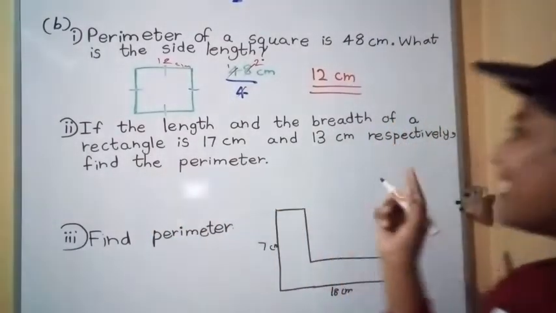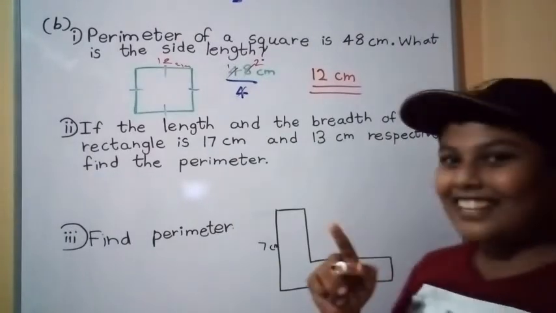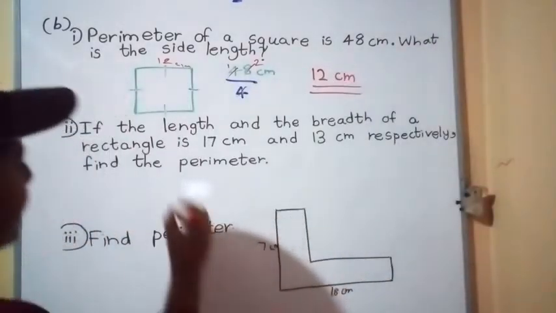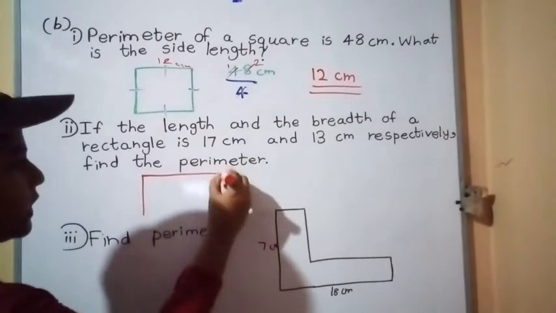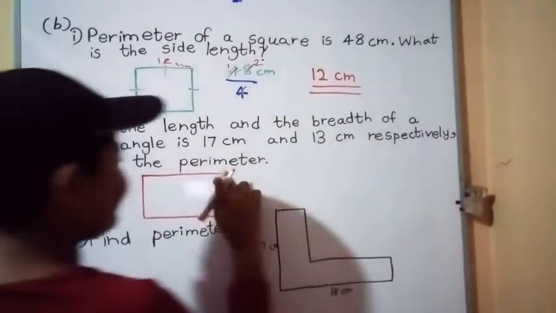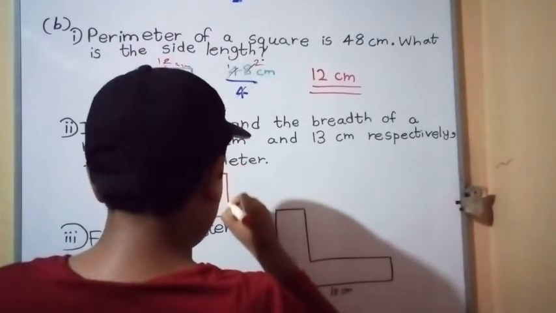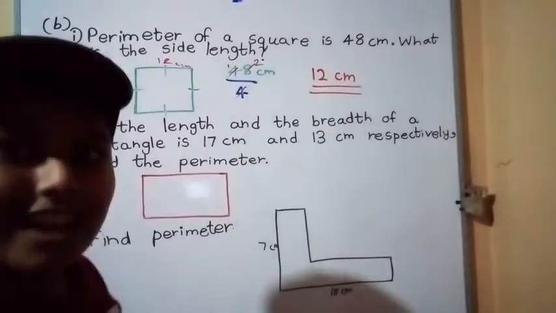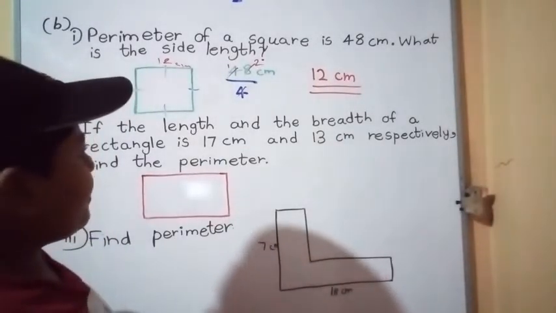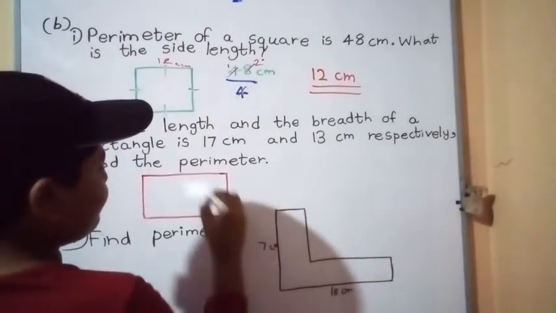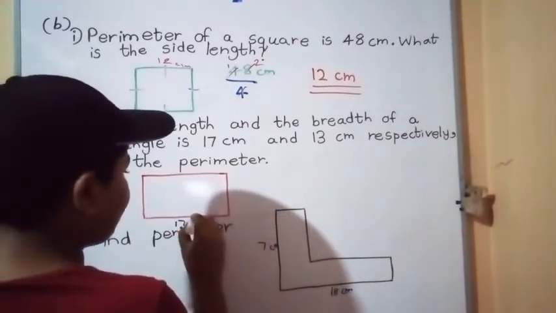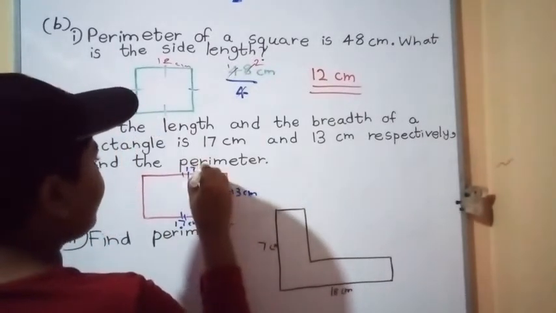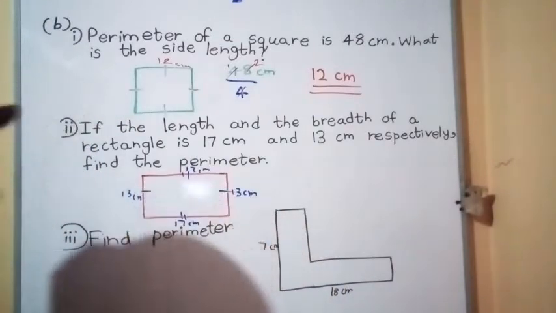Second one: if the length and the breadth of a rectangle are 17 centimeters and 13 centimeters respectively, find the perimeter. Rectangle means you get a rectangle like this. Now, the length is 17 centimeters, breadth is 13 centimeters. Now, the opposite sides are the same, so they are also 17 centimeters and 13 centimeters.